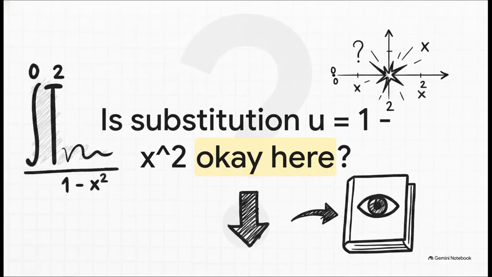To wrap up this explainer, I really want to leave you with a fascinating puzzle pulled directly from the text's exercises. Check out this potential substitution for an integral bounded from 0 to 2. Is this substitution actually allowed? Think deeply about what happens to the math when you look at the denominator of the original equation, which is 1 minus x squared. If our bounds go from 0 to 2, what exactly happens right in the middle at x equals 1? Well, the denominator becomes 0, entirely breaking the foundational rule that our function must be continuous over the whole interval.